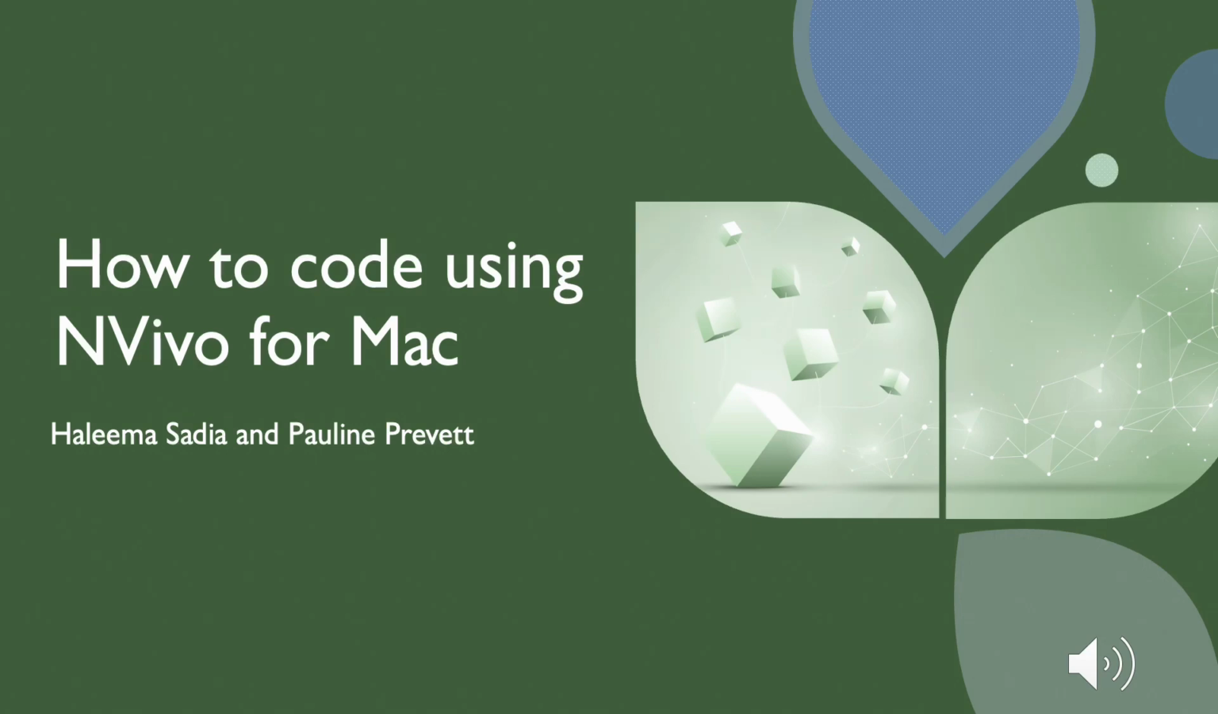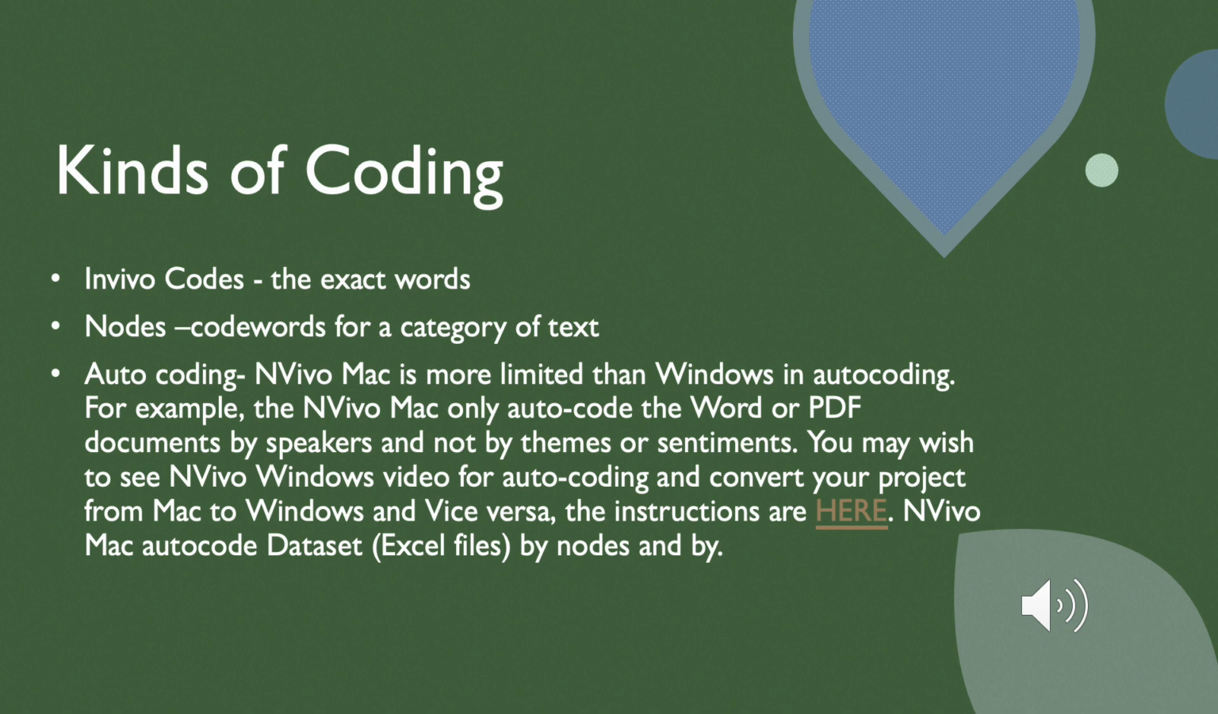How to code using NVivo for Mac. There are different kinds of coding. You can do NVivo codes when the name of the code is also the exact same words that have been coded. In another type of coding, we code to nodes.